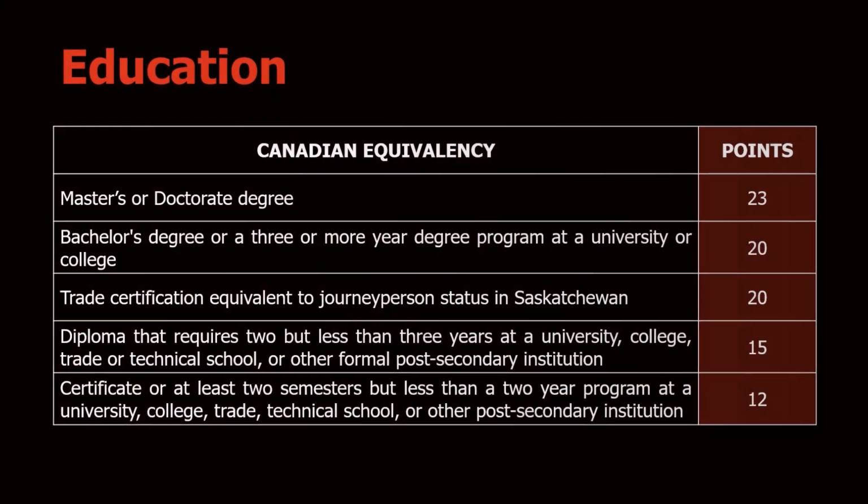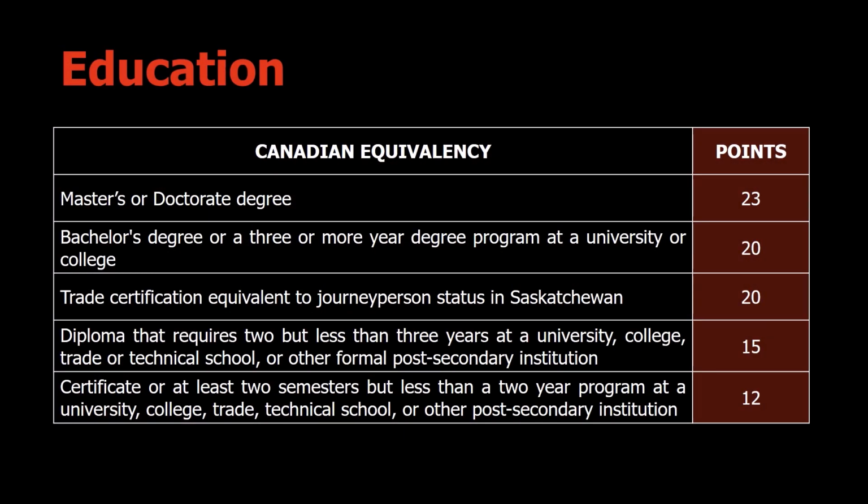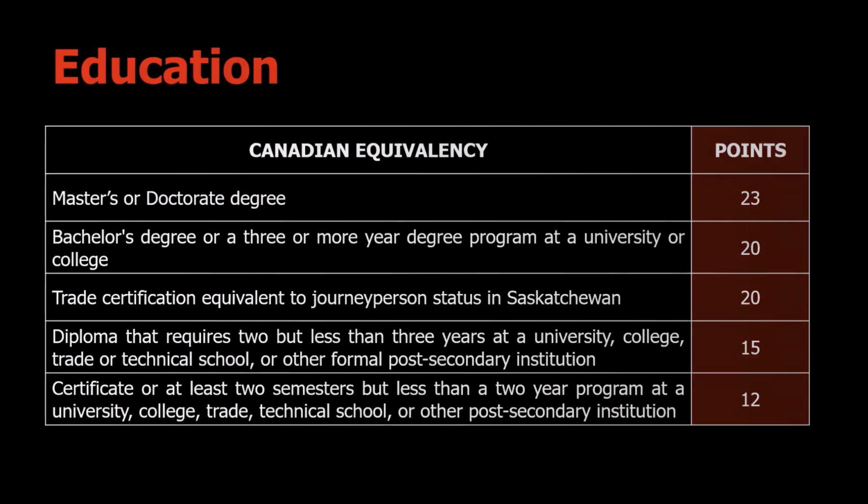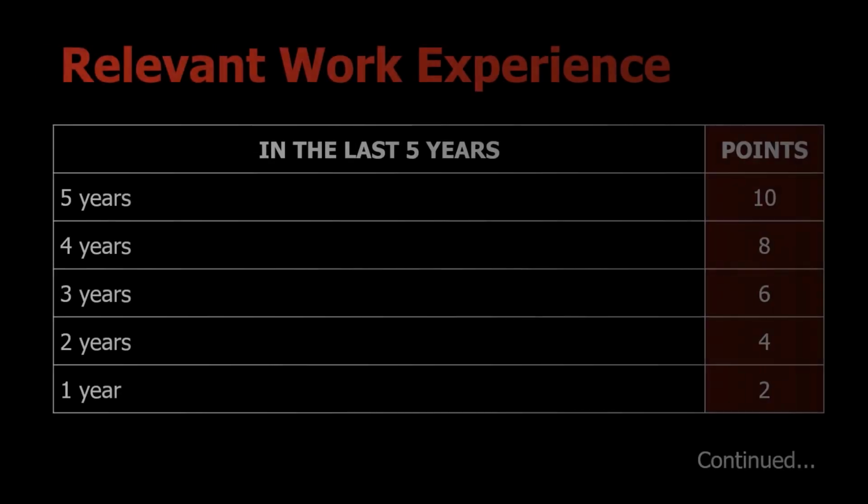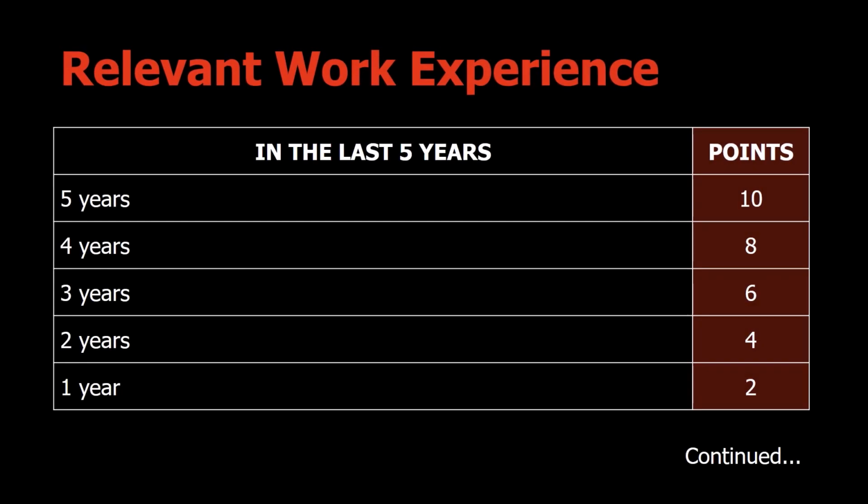The points under SINP against each level of education have been listed. You get a maximum of 23 points for masters and 20 points for bachelors. Similarly, the points under SINP against the amount of experience in the last 5 years have been listed. This must be relevant work experience, which means that this experience should be in the same field as your education.